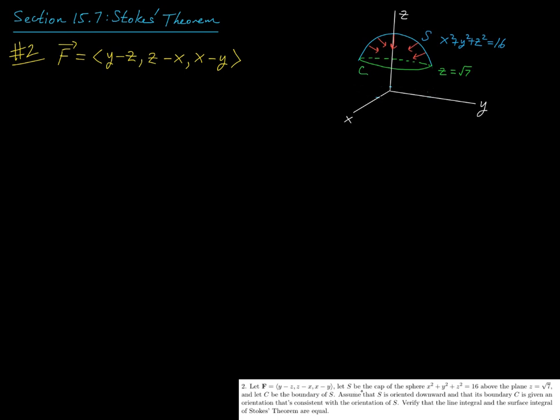All right, now here we'll assume that S is oriented downward, and the boundary curve C is given an orientation that's consistent with the surface S, and our job is to verify that the line integral and the surface integral of Stokes' theorem are equal.